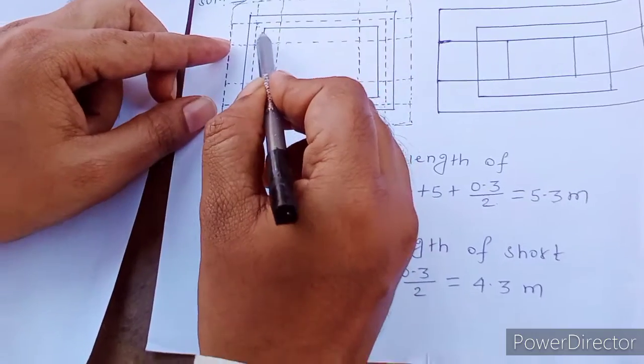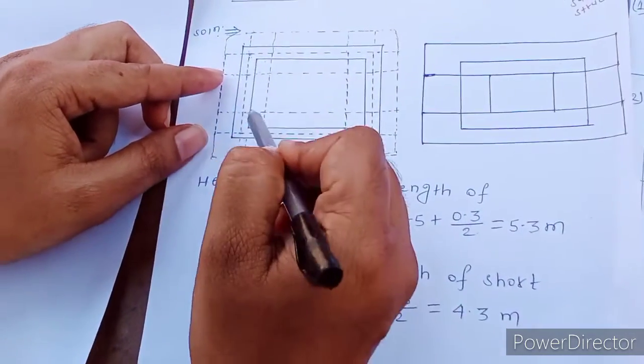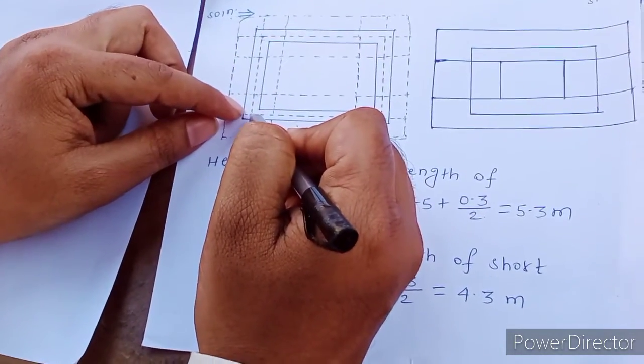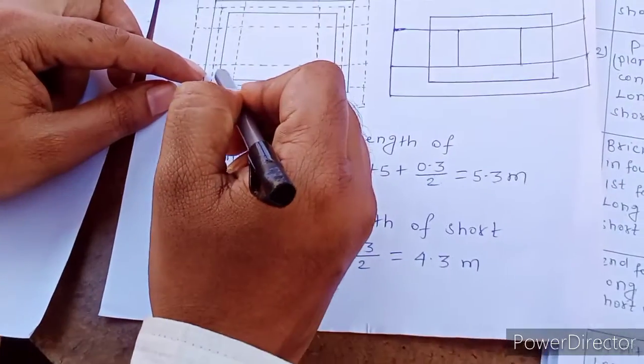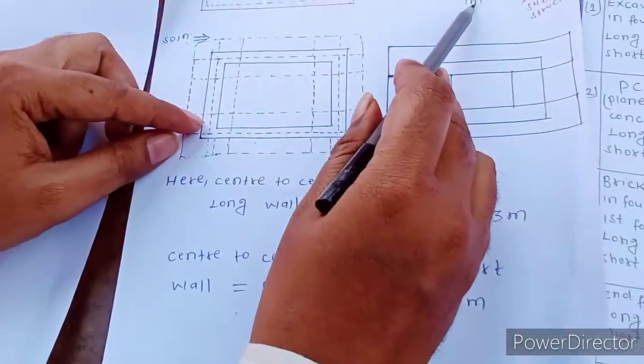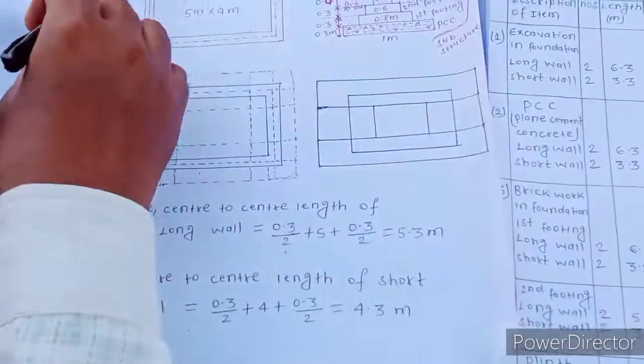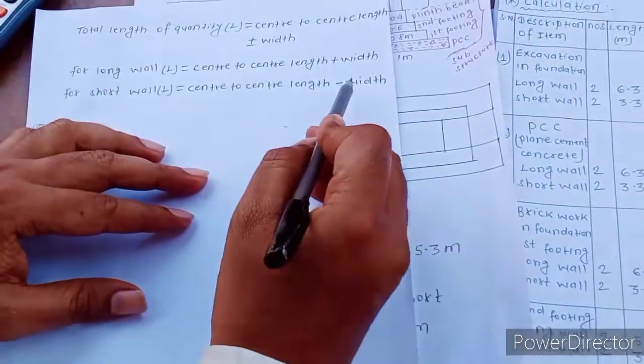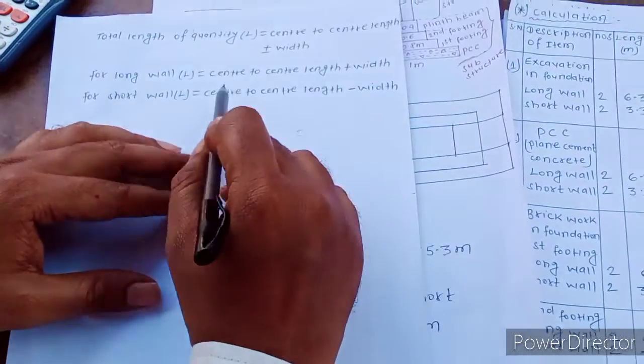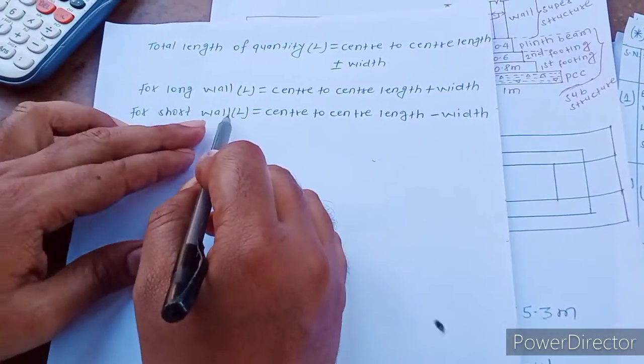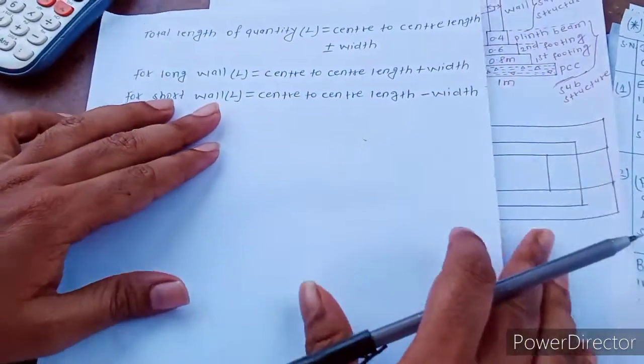So from both sides, here to here 0.5 meter and here to here up to this central line 0.5 meter, altogether 1 meter of the width of the wall is decreased. That's why we subtract the width of the item for the calculation of the short wall of that item. So it is clear now.